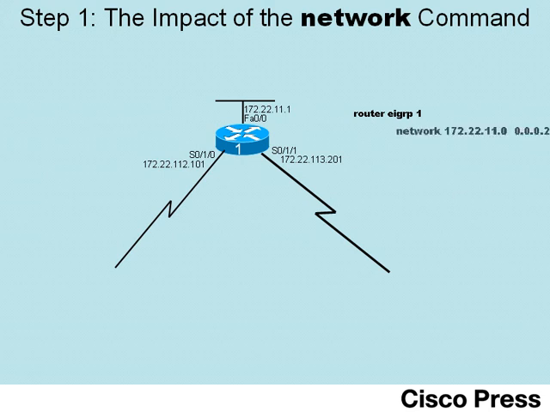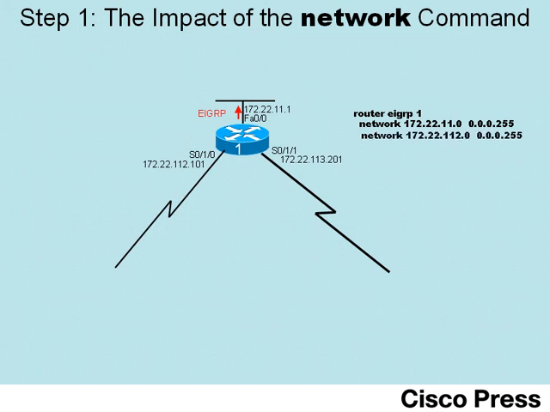Then you'll have one or more network commands. Here we've got the network 172.22.11.0 command with a wildcard mask of 0.0.0.255. Now if you look at the 3 interfaces, only the Fast Ethernet 0/0 interface matches that network command, so R1 starts, quote, doing EIGRP on that interface. It sends EIGRP messages out the interface as shown there with the red arrow, but it also listens for incoming messages and advertises about that subnet.